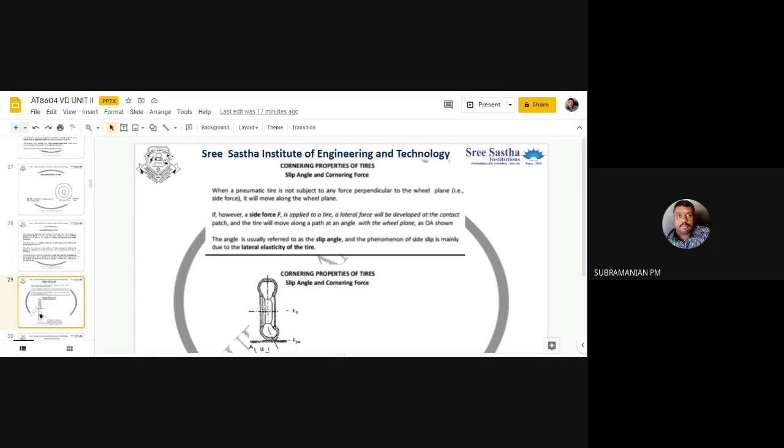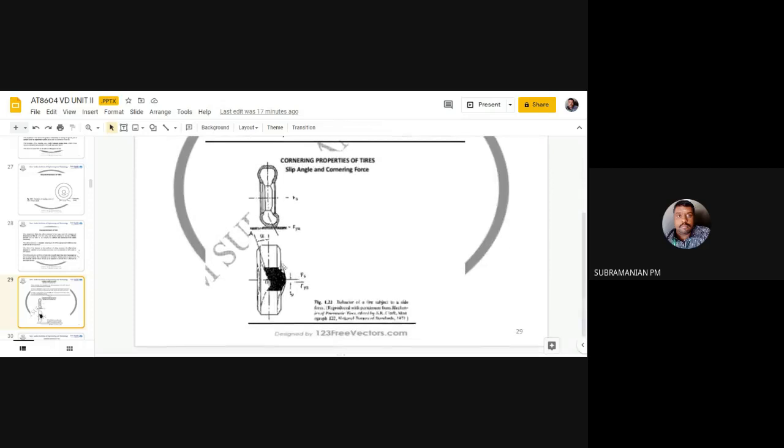Due to this, what will happen? The tire will not be moving along the wheel plane. It will be deviating from that plane. That angle is called the slip angle. Let me show the sketch in a zoomed view.